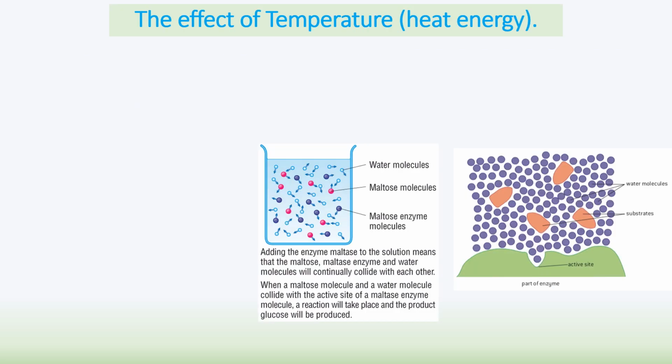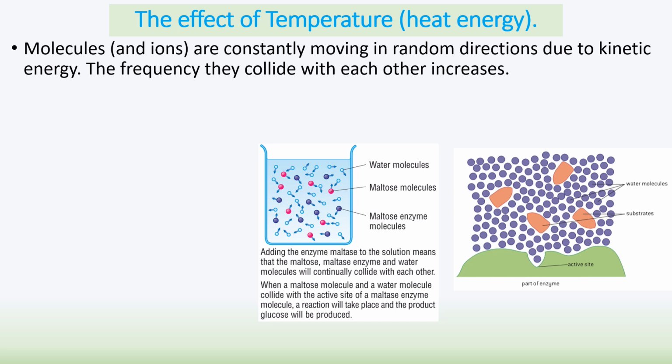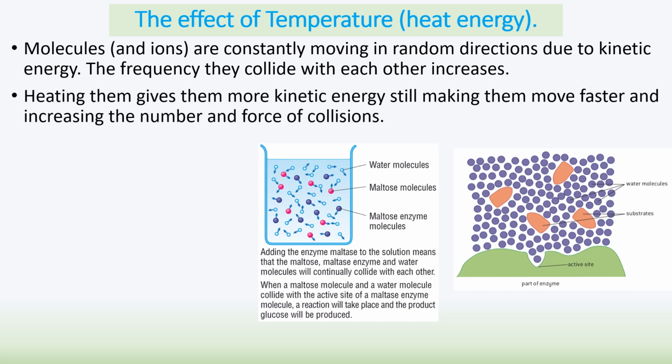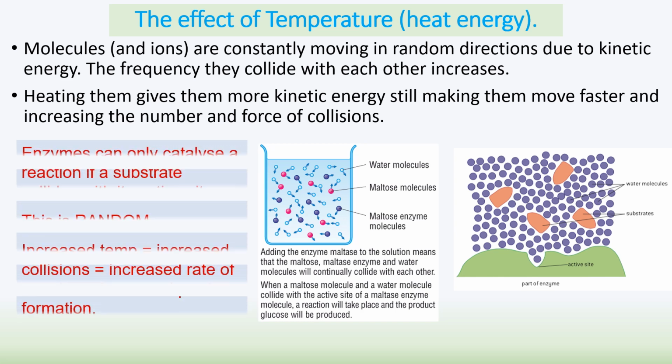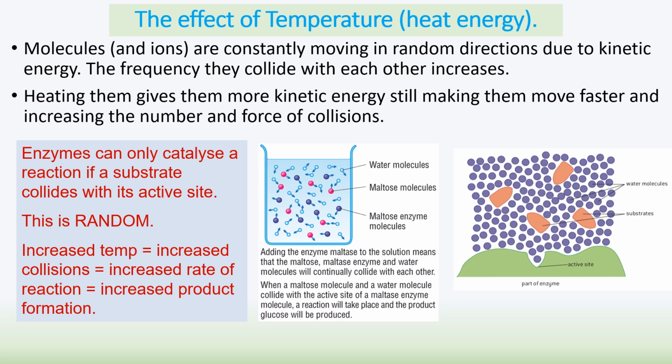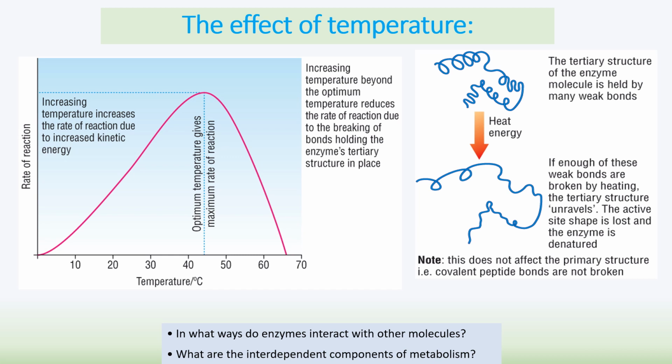So we know that molecules are constantly moving. We know, therefore, there are increased collisions as the temperature goes up. Heating from cold to warm will give more kinetic energy and the molecules will move faster, increasing the number and force of collisions. Enzymes can only catalyze if they come into contact, so this random movement at increased temperatures means more collisions and more enzyme substrate complexes. This graph should be very familiar to you.